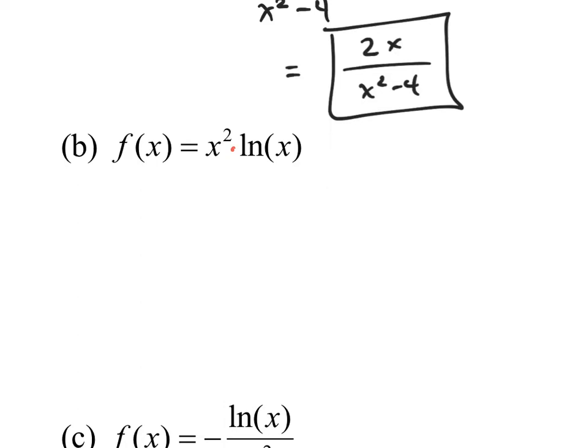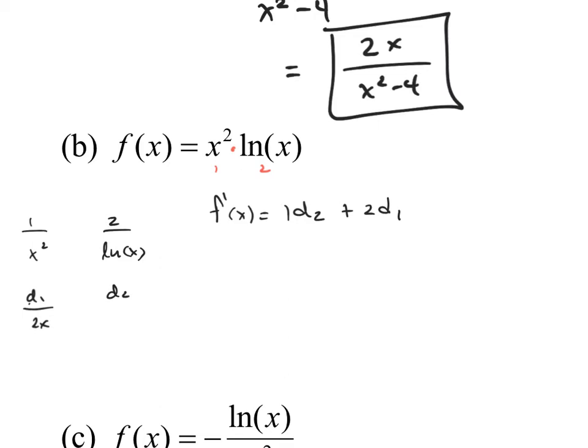out. If you remember the product rule to find the derivative here, the product rule is 1d2 plus 2d1. So that's first times the derivative of the second plus the second times the derivative of the first. Well, let's bust it out. Our first function here is x squared, and our second function is the natural log of x. So my first function is x squared, my second function is the natural log of x. The derivative of the first function, well, the derivative of x squared is 2x. What's the derivative of the second function? The derivative of the natural log of x, we just found out, is 1 over x.